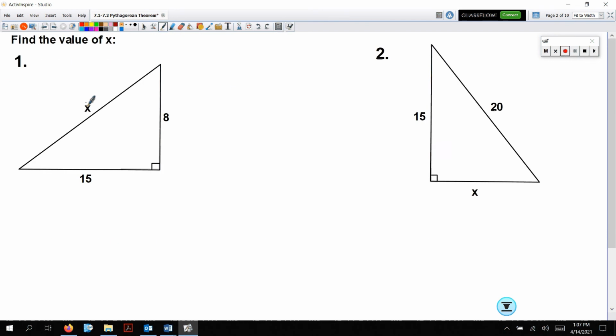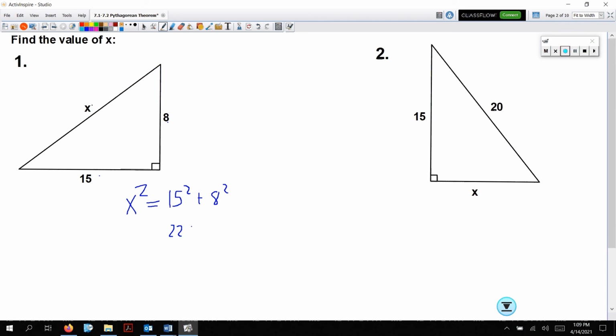All right, so to find the value of x, here this is the hypotenuse. So x squared is equal to, okay, typically we always do a squared plus b squared equals c squared, but I'm going to set it up this way because when we talk about 7.2, you'll see why. So it really doesn't matter which leg is which. 15 squared plus 8 squared, that equals x squared. And then we just need to solve, right?